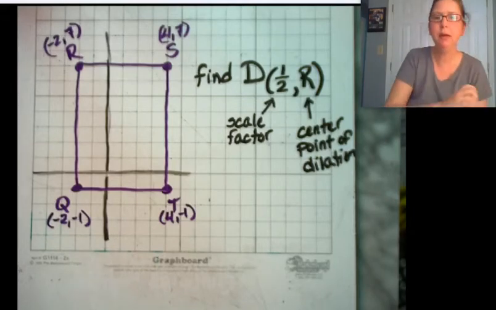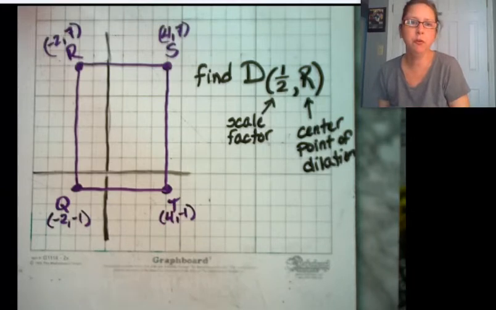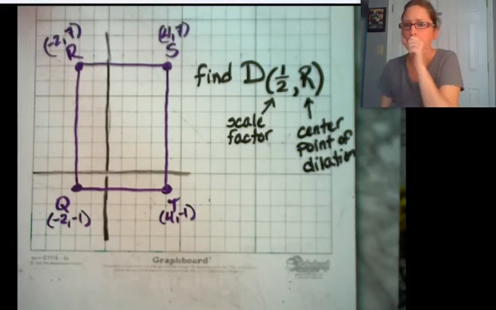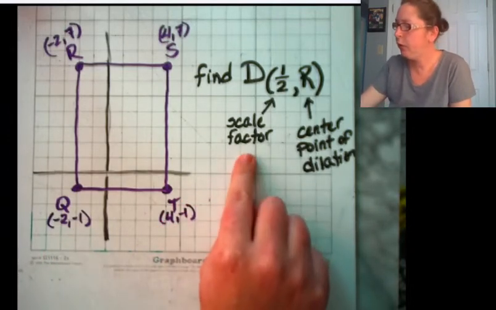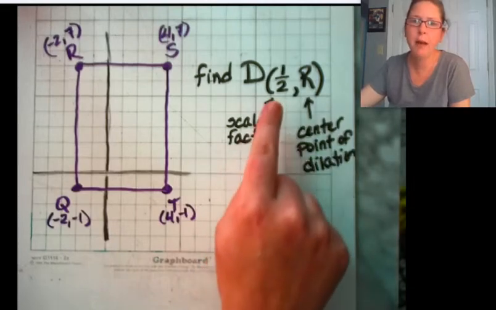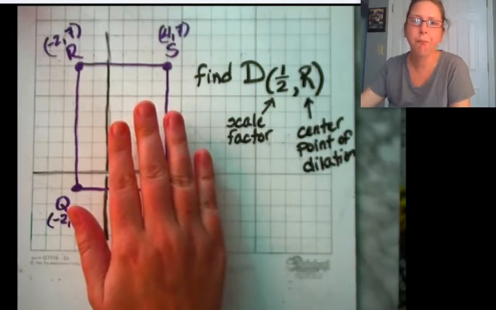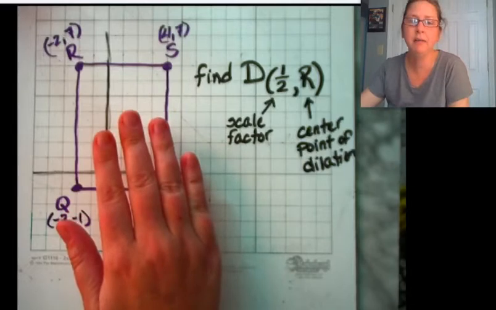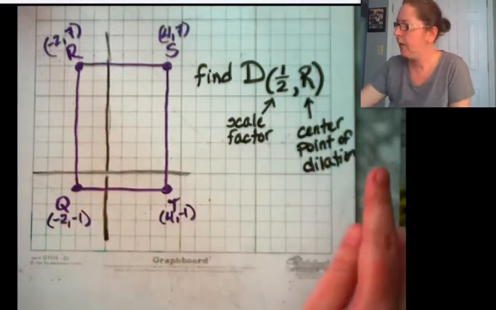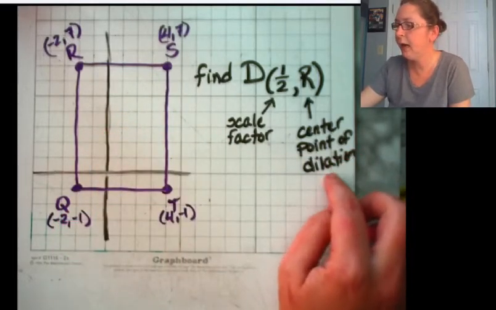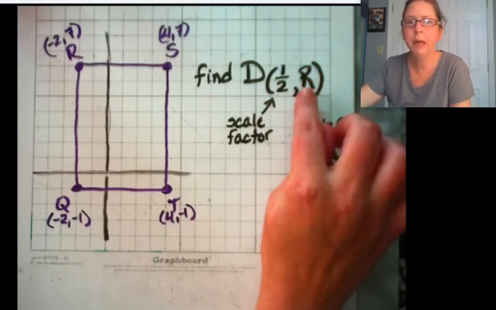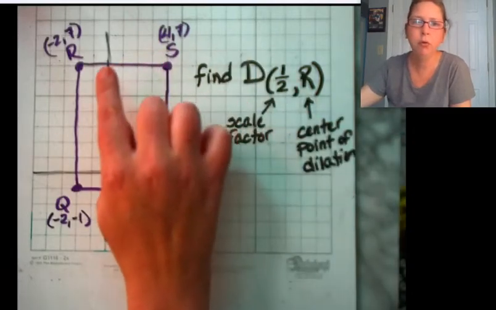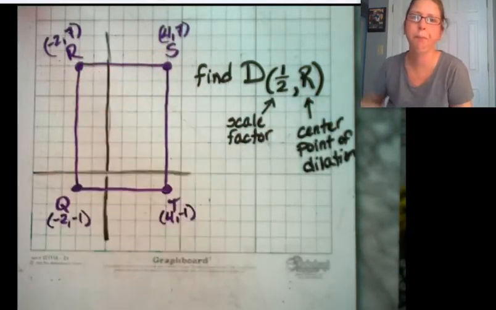Now, this first one is actually, once you understand what's happening, really easy to do without a process. We have this rectangle, and they want me to do a scale factor of 1/2. So they want this rectangle to be half the size that it currently is. And they want the point of dilation, or the center of dilation, to be located at point R, which is right here. This is point R.